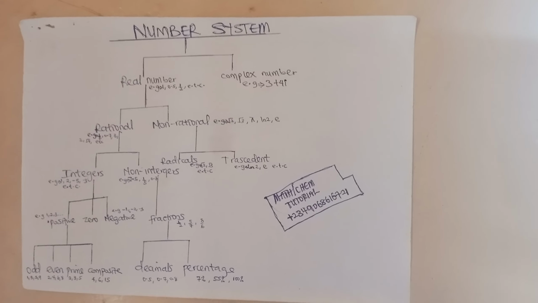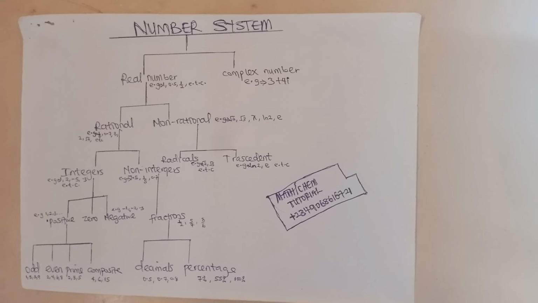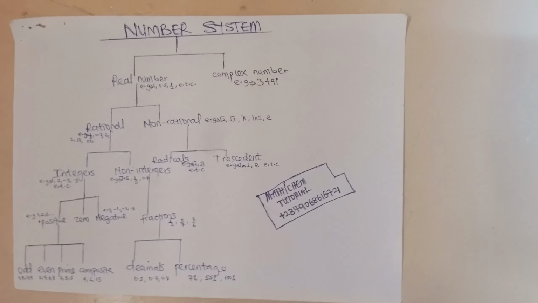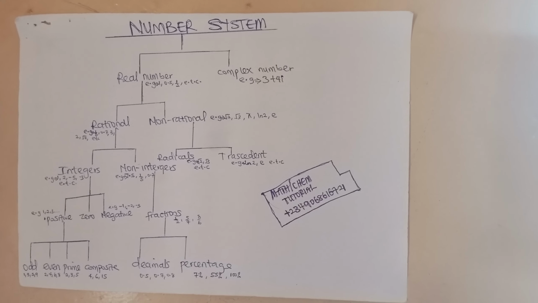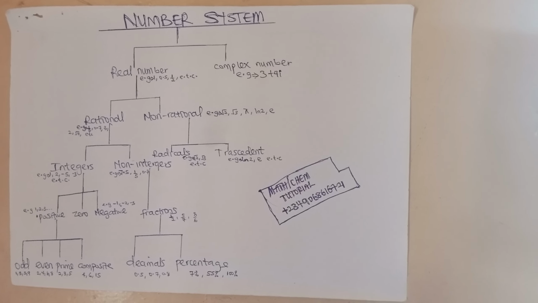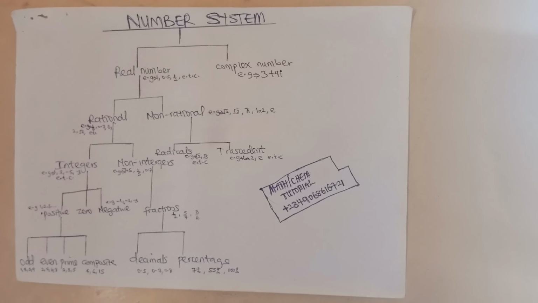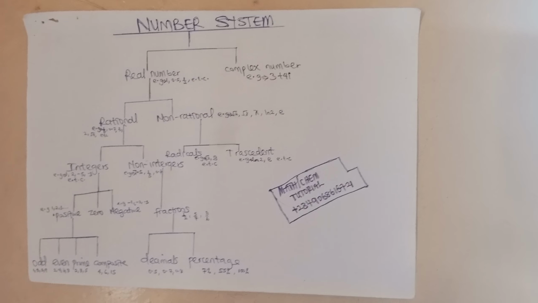There are two, which they are what? Radical and the transcendent. The radicals, they are the what? Root 3, root 2, root 5, root 7, root 6, root 8, root 11, root 10, and so on. While the transcendent, they are the constants, such as pi, ln 2, exponential, and some other ones.